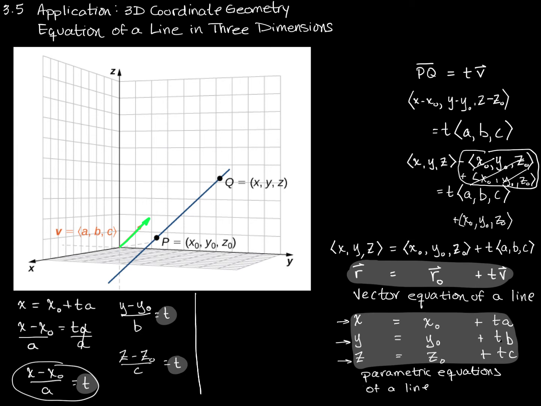And so I get this, x minus x naught over A equals y minus y naught over B equals z minus z naught over C. And this collection of equations is collectively called the symmetric equations of a line.